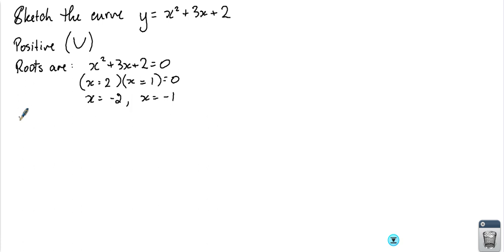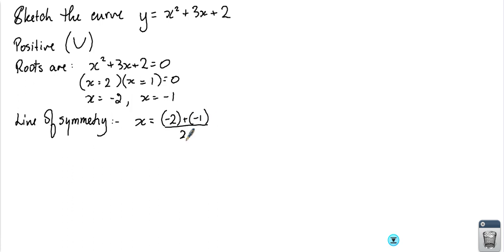Number three, I need to find the minimum and the line of symmetry. The line of symmetry lies midway between the roots. So x equals minus 2 plus minus 1 divided by 2. That's minus 1.5. So x equals minus 1.5 is the line of symmetry. It has a minimum. We're going to find the minimum.